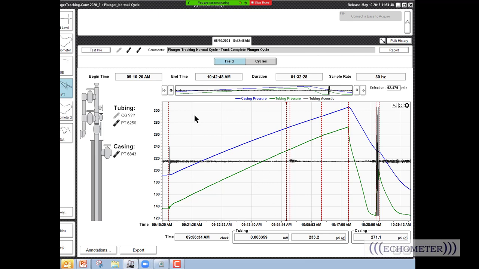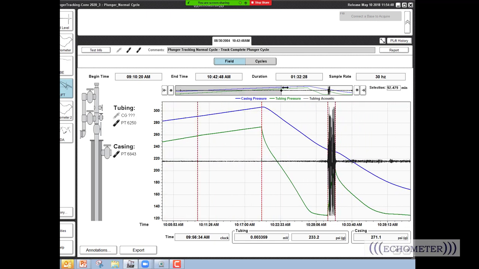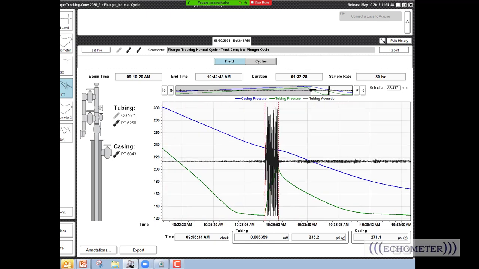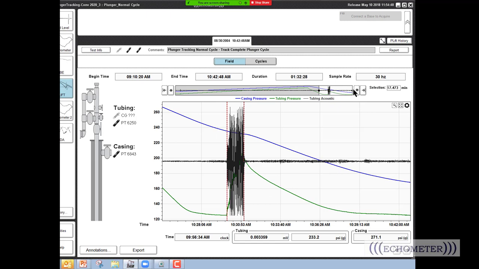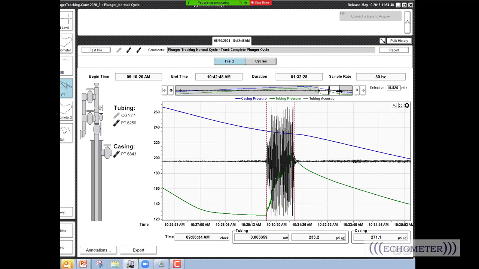When you open up plunger lift, you see this screen. It's telling us that we have 92 minutes of data here. This screen right here at the very top is the entire data set. If I put my mouse right here and drag this line over, it changes what I'm seeing on the screen. If I drag it to right there and then drag this right here, I'm going to see a detailed view of when the plunger comes up.